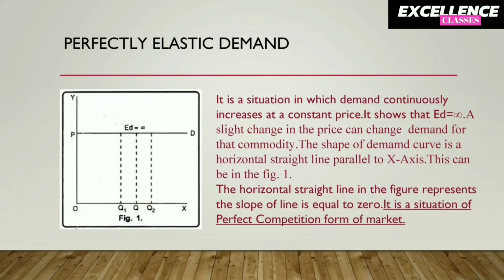It is a situation of perfect competition form of market. Perfect competition is a form of market where there are large number of buyers and sellers of a commodity. Homogeneous product is sold in this kind of market and the prices are determined by the forces of demand and supply. An individual buyer can have no impact or control over the price. That is why the demand curve in this situation is a horizontal straight line parallel to x-axis.